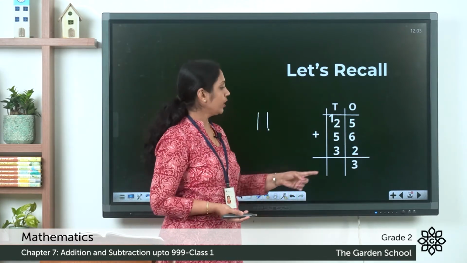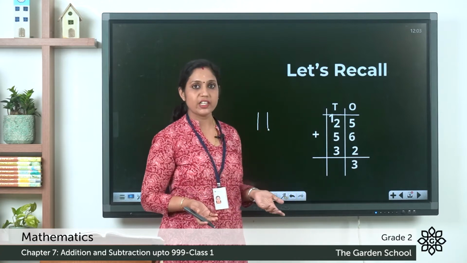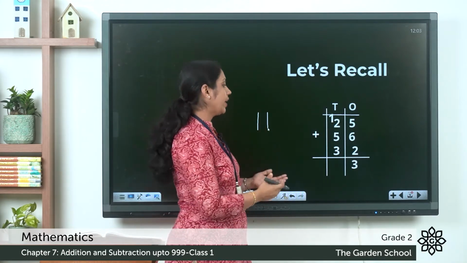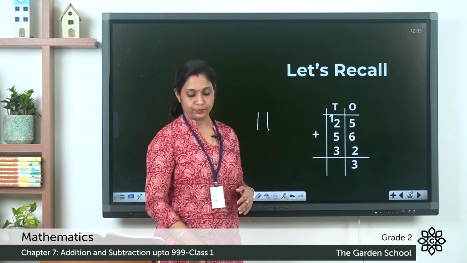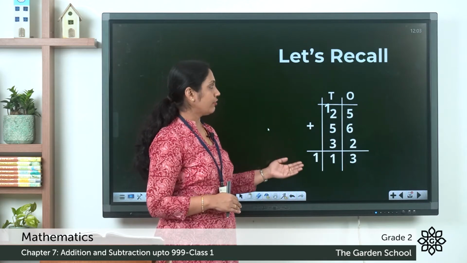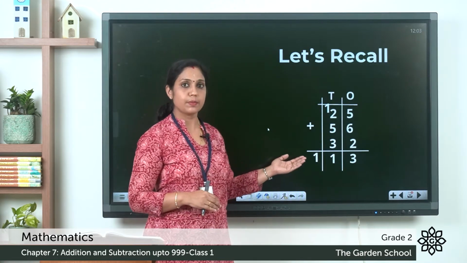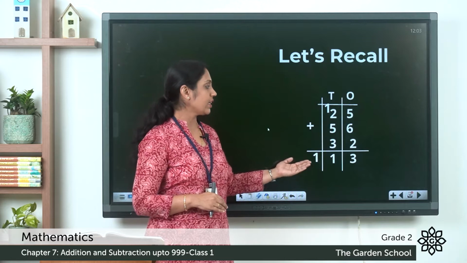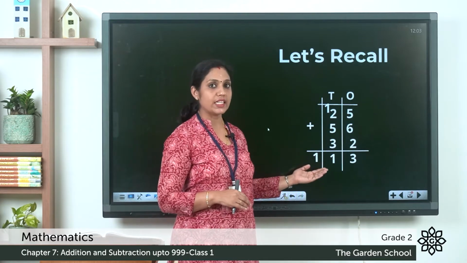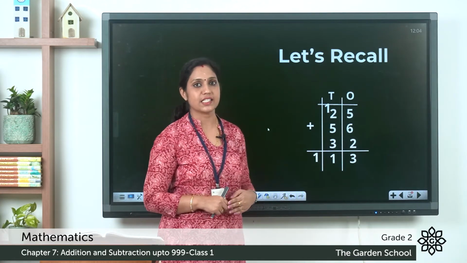So what do you have to do? Here there is no other number in the hundreds place. So you can write that number in the answer. So for 25 plus 56 plus 32, the answer is 113, or we can say that this 113 is the sum.